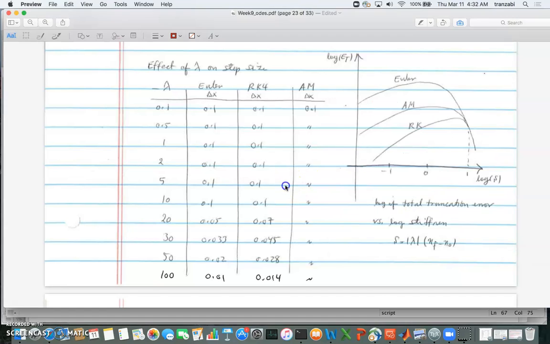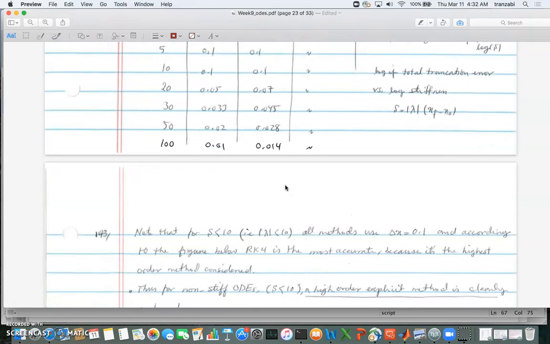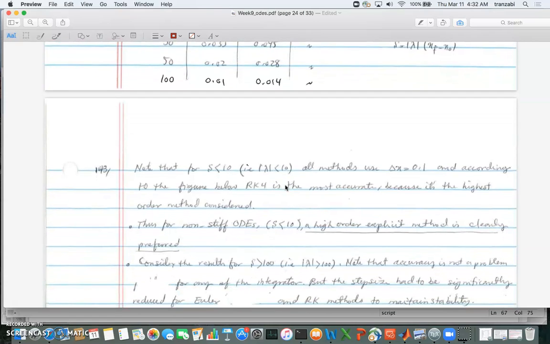Okay, now, this analysis indicated that when stiffness goes up, for explicit methods, we really have to make the delta x smaller, and that actually increases the computational cost if the lambda or the domain length is really large.